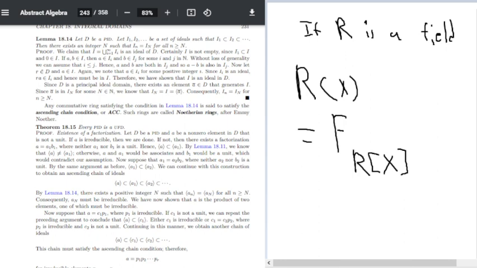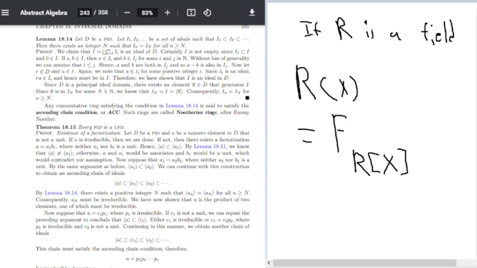Any commutative ring satisfies the conditions in lemma 18.14. Any commutative ring such that this tower of ideals eventually is constant for all ideals is said to satisfy the ascending chain condition, or ACC. Such rings are called Noetherian rings, after Emmy Noether. Theorem 18.15. Every PID is a UFD.